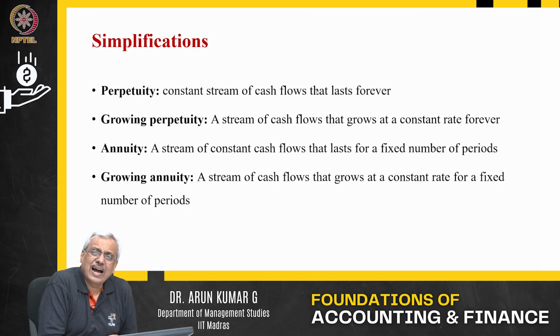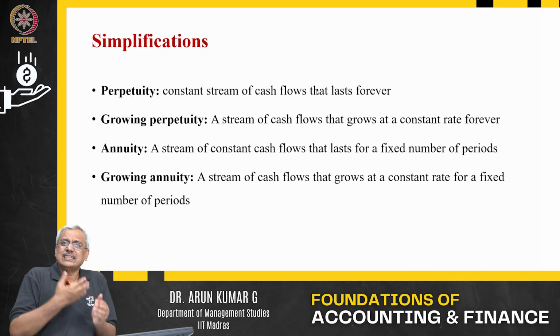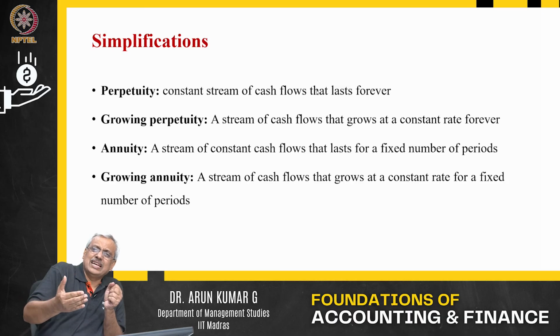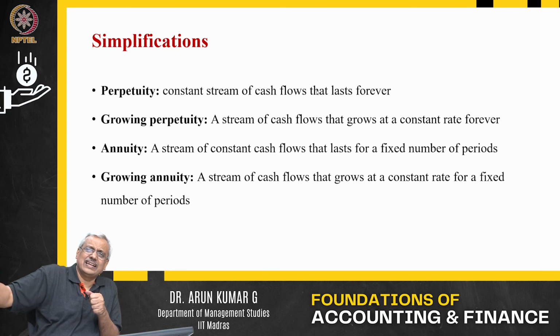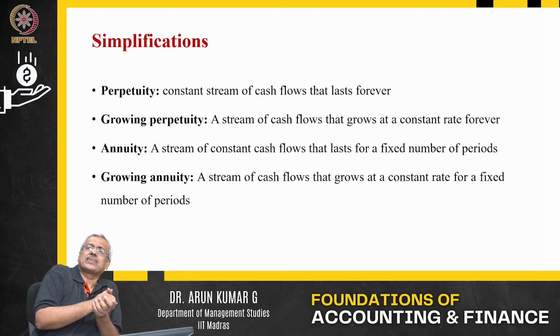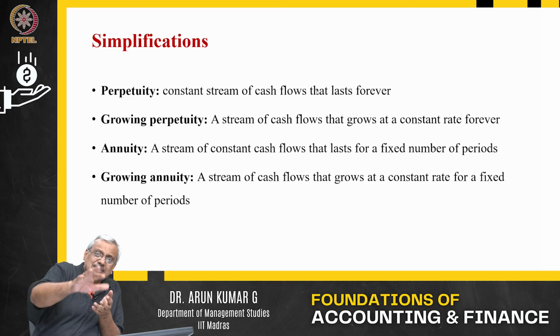Imagine I retire as of today. I am eligible for a fixed pension every month as long as I am alive. That means if I live for 10 more years, I will keep getting the same money. If I am alive for 20 more years, I will keep getting the same money. If I am alive for 30 more years, the same money. So it is perpetual. The same amount keeps occurring again and again, till the end of my life. That is what we call perpetuity.